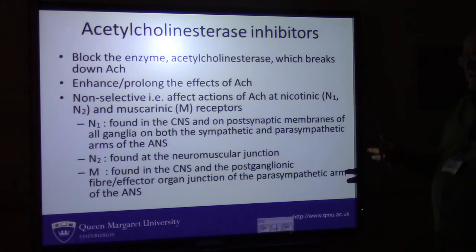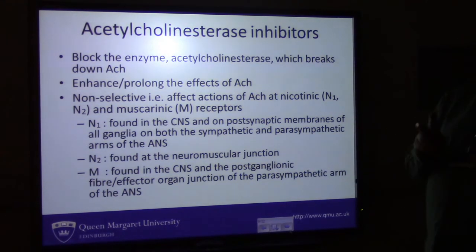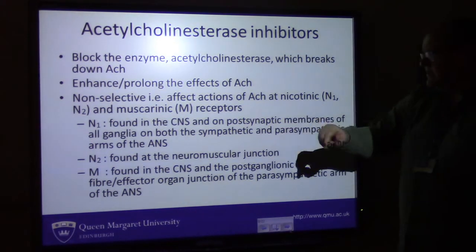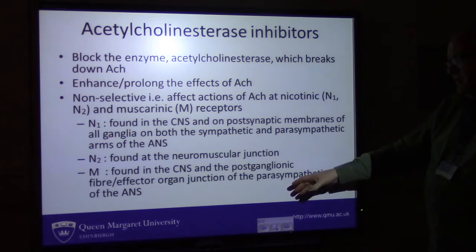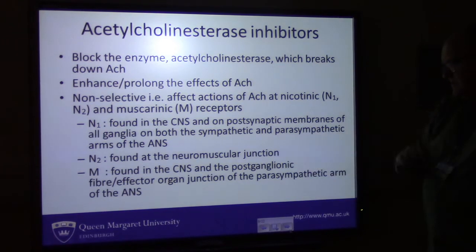So where do we find these? Well, N2 are the ones we are talking about, nicotinic 2. They're the ones at the neuromuscular junction. But we've got N1, they're found in the central nervous system when acetylcholine is working. And they're also the ones that are found in the postsynaptic membrane of the ganglia, in the sympathetic and parasympathetic pathways. And then we've got the muscarinic, found in the central nervous system, and also at the junction in the parasympathetic, where acetylcholine works on the organs.